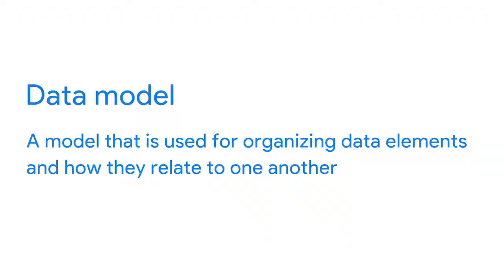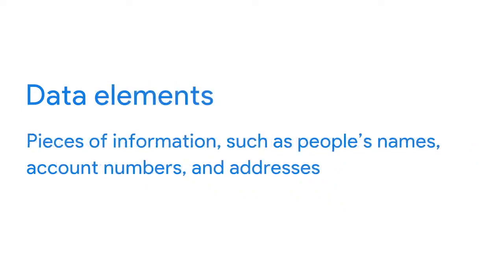As a quick refresher, structured data is data organized in a format like rows and columns, but there's definitely more to it than that. Structured data works nicely within a data model, which is a model that is used for organizing data elements and how they relate to one another. What are data elements? They're pieces of information, such as people's names, account numbers, and addresses. Data models help to keep data consistent and provide a map of how data is organized.